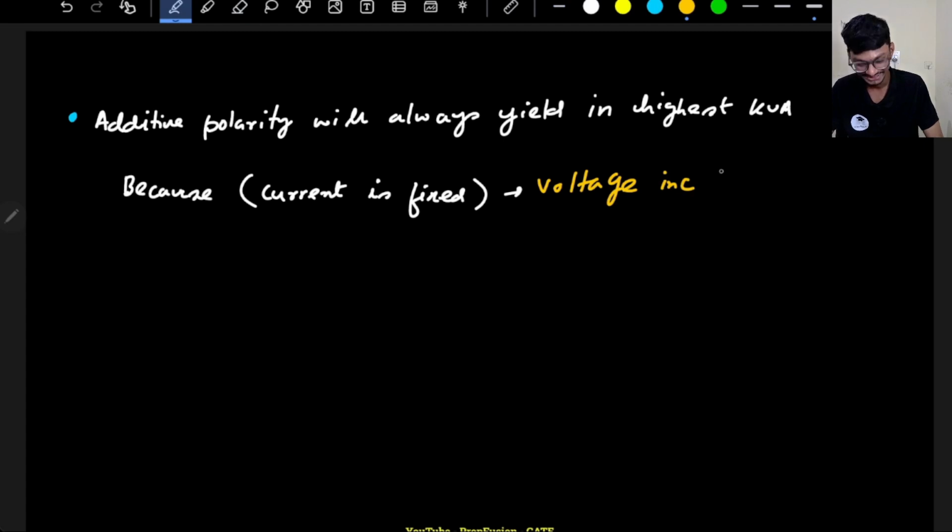Pardon for my drawing, like my health is not good. Okay, so voltage increases. So I mean handwriting is bad because health is not that great. Okay, so yeah, that was it basically for this question.